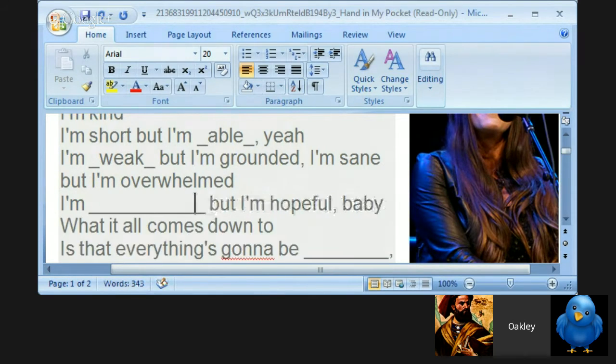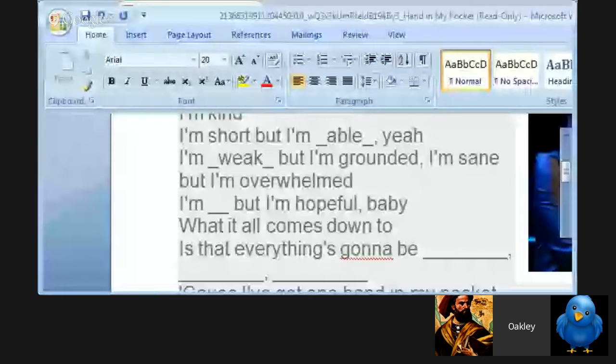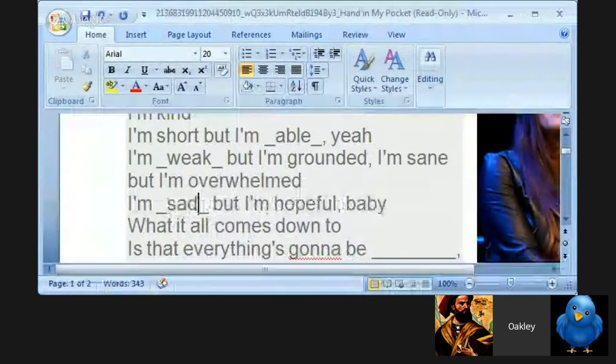I'm something, but I'm hopeful. What do you think here? I'm sad, but I'm hopeful. Okay, well, those are two differing ideas. Adjectives again. Sad, but I'm hopeful.